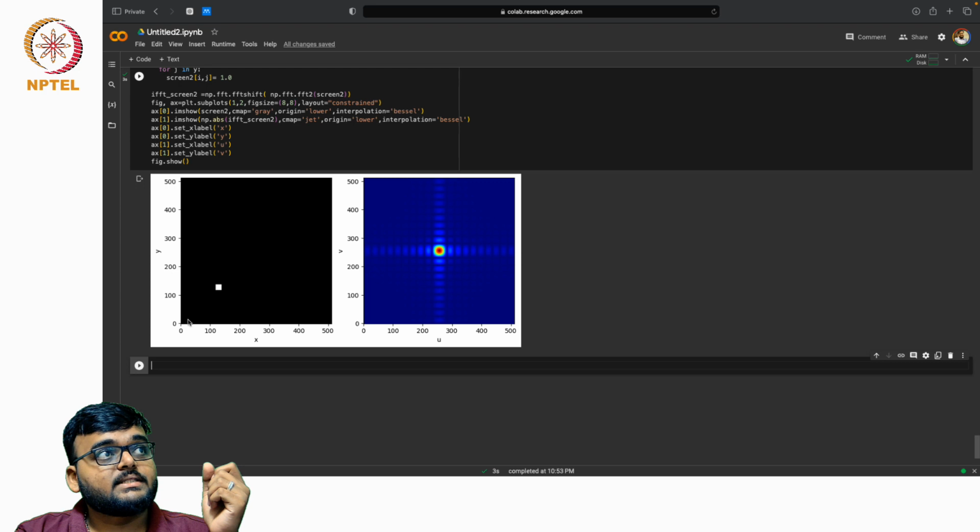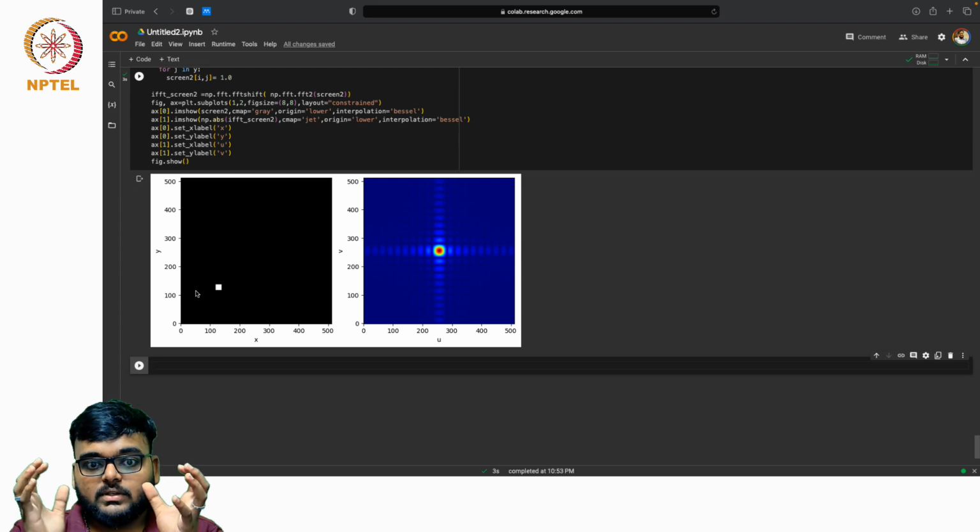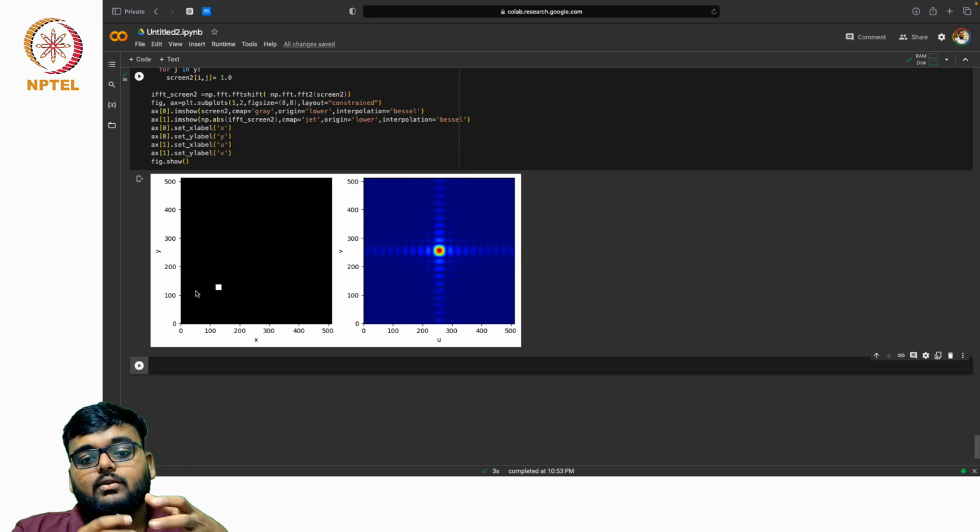It's not in the center, it's on the side of the screen. But if you remember clearly, if you shift a function in one domain, there is only one phase term multiplied with the Fourier transformed quantity, which is a constant value. So if you're plotting an absolute value, you won't be able to see that shift or the scaling factor.